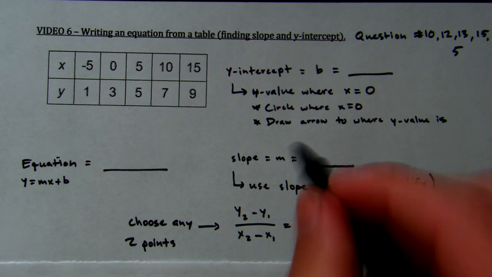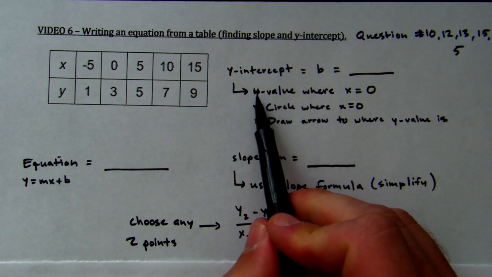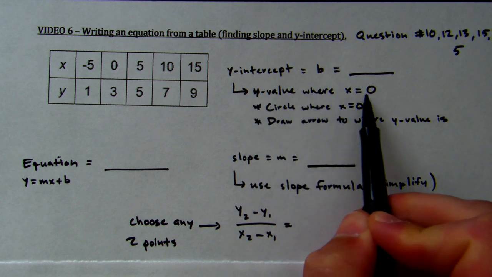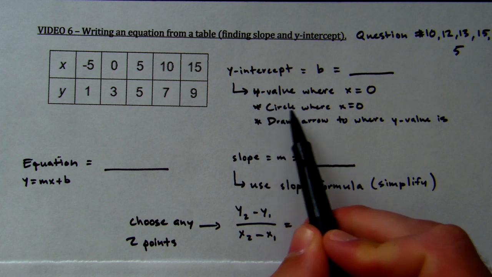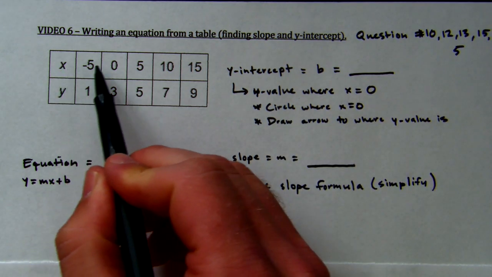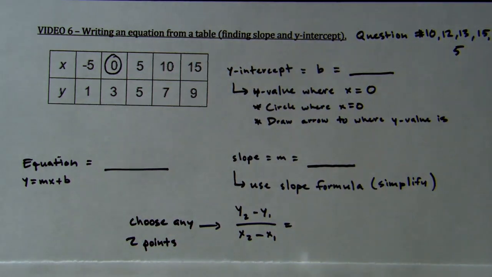Now, let's find the y-intercept first. And to find the y-intercept, we want to find the y value where x equals 0. So here's my first step. I'm going to circle where x is 0. I'm going to find x. Oh, there it is. I'm going to find where it's 0. Oh, right there. I'm going to circle it. Circle where x is 0.